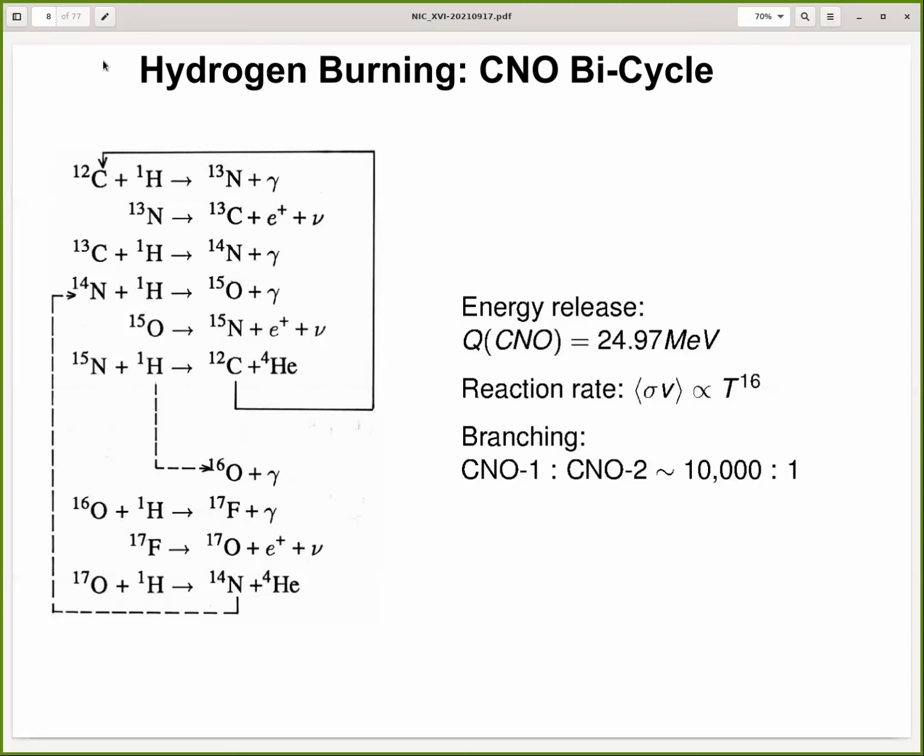So from that cycle, you have some energy release or deposition in the star, that is 24.97 MeV. So you have, again, some of the energy carried away in the form of neutrinos. It's different from the energies in the neutrinos from the PP cycles. And the reaction rate now typically has a temperature sensitivity of temperature to the power 16, compared to temperature to the power 4 that we had seen for the PP chains.